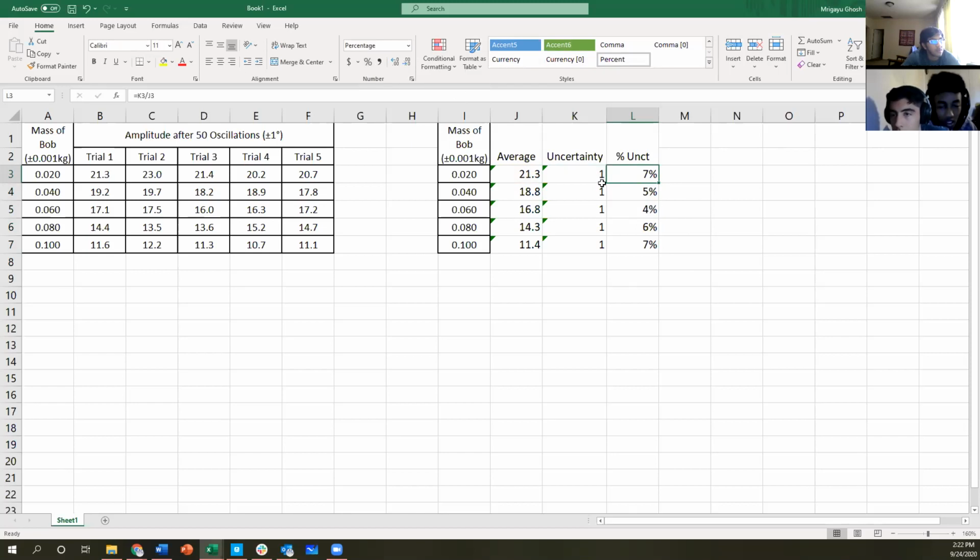Yeah, it's giving me 0.0469. For which one? The first one? Yeah, for the first one. Well, here's the thing. I'm not sure if this is the reason, but if you just take your calculator and do 1 divided by 21.3, that's 0.46.